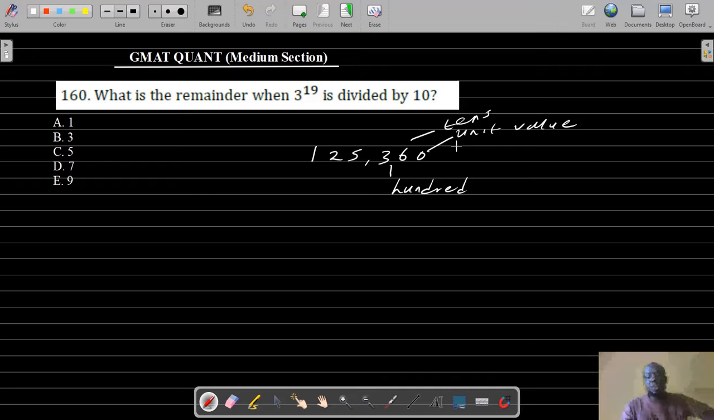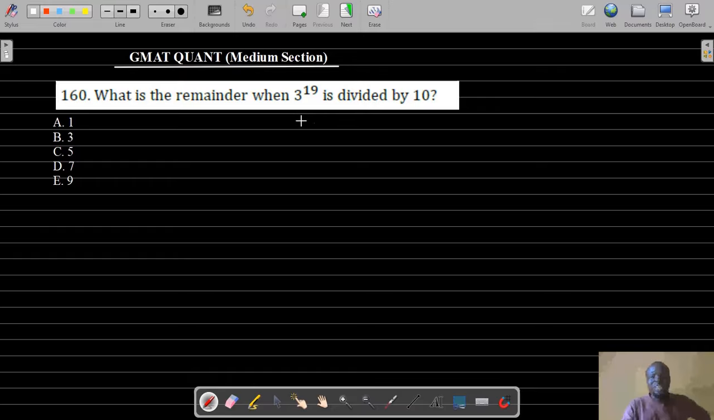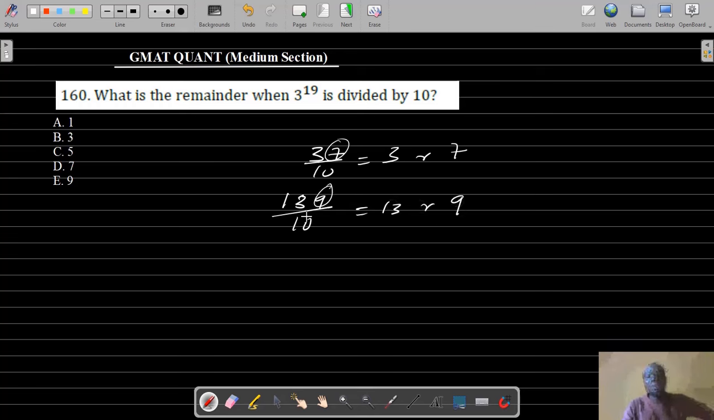So the unit value is the last value before the decimal. If there's a decimal, then the unit value is the value just before the decimal. But if there is no decimal, the unit value is the last value. So basically, when you divide by 10, the remainder is always the unit value. Let's say, for example, you have 37 divided by 10. This will give you 3 remainder 7. So this 7 is your remainder, the unit value. If you have 139 divided by 10, this will simply be 13 remainder 9. So your unit value is basically your remainder.